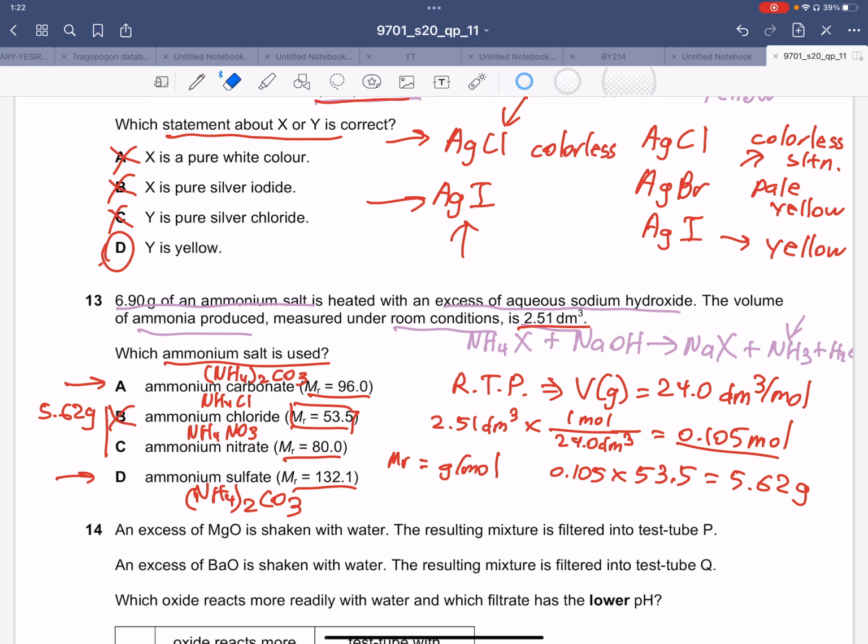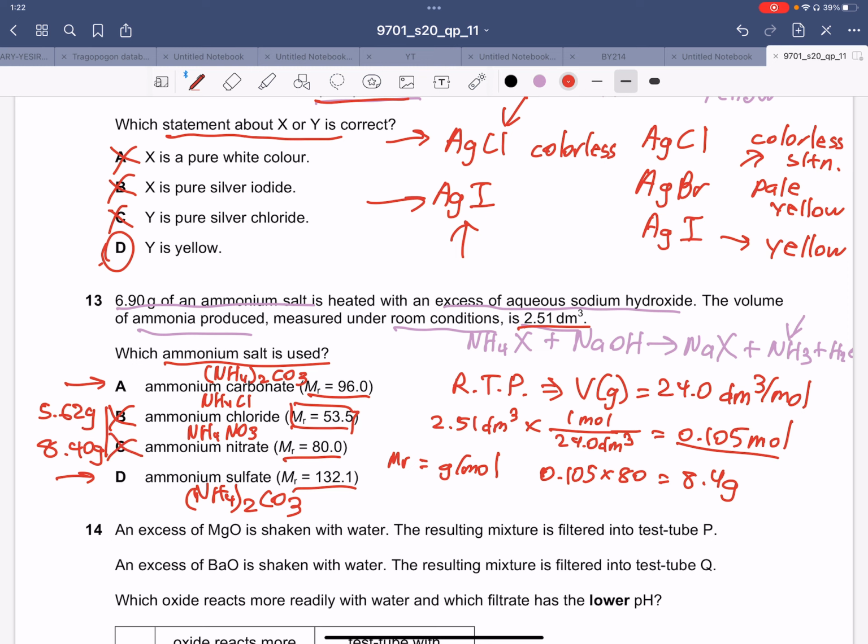All right, let's move on to the next option then, which is option C. That would just be 0.105 times 80. That is 8.4 grams exactly. And that would not be it either. So it can't be B or C.